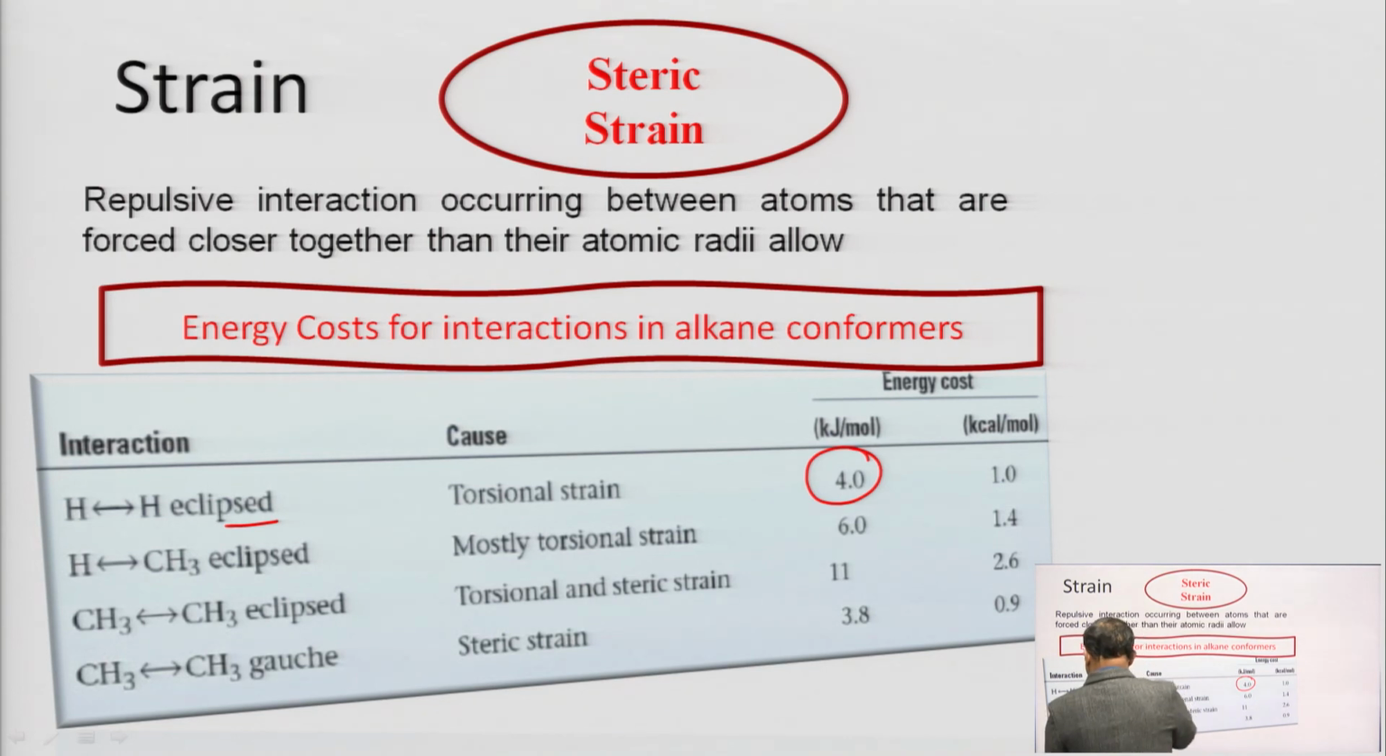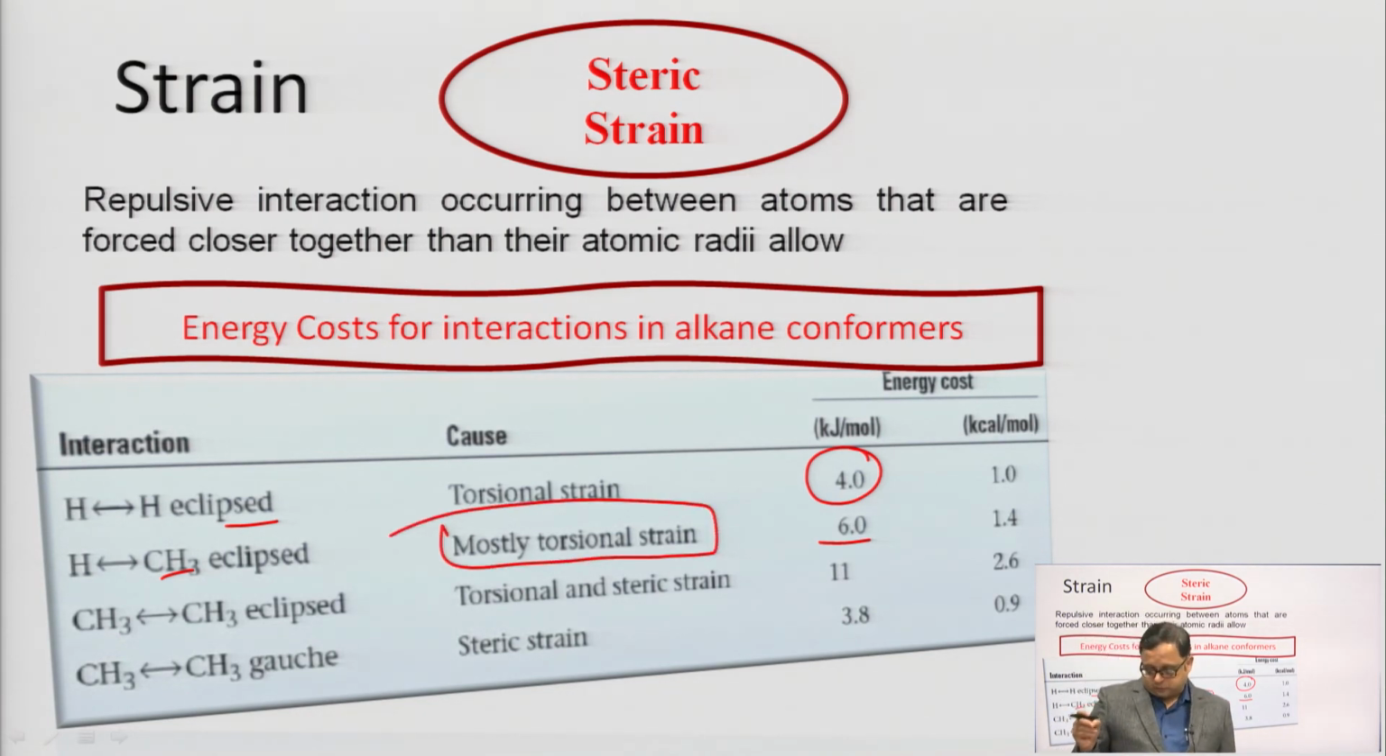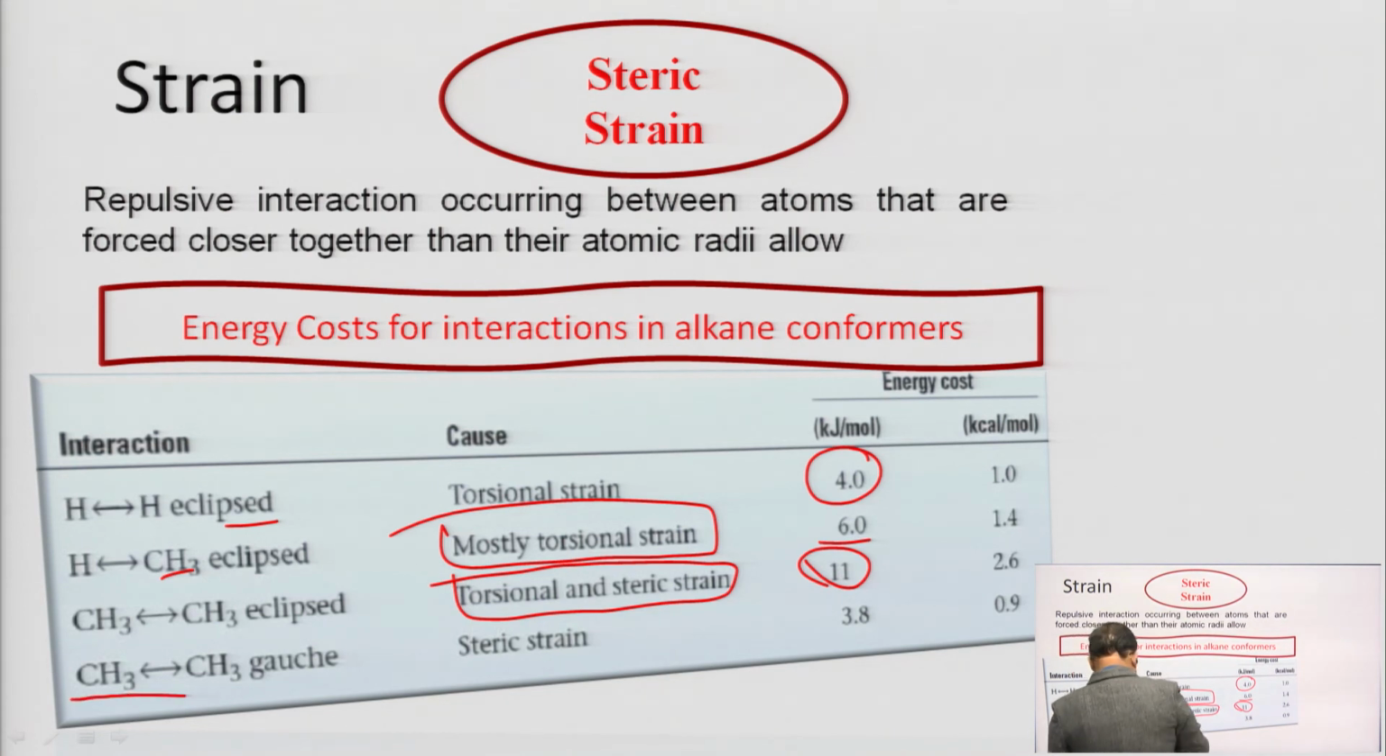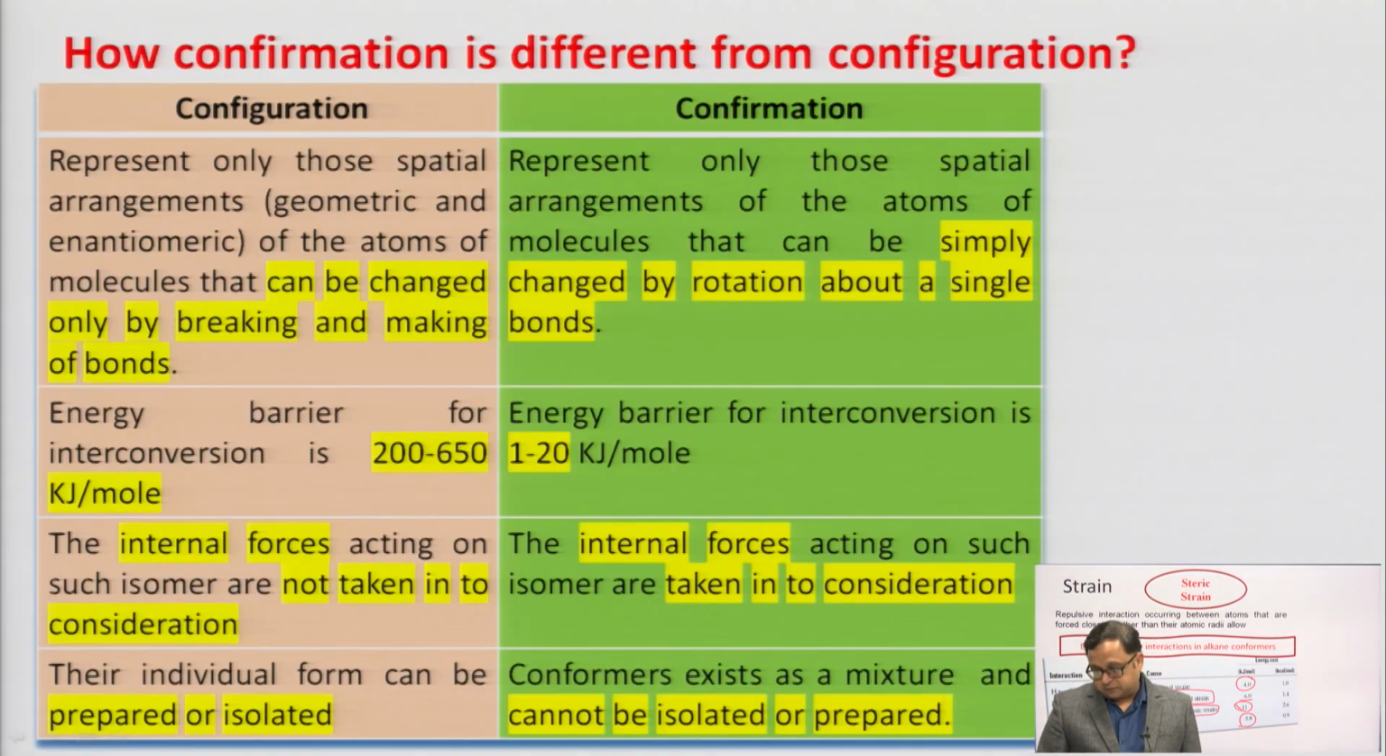If it is hydrogen and methyl, the difference is 6 kilojoules per mole, and this is the most commonly encountered torsional strain. For methyl and methyl, it is torsional and steric strain, and the difference is 11 kilojoules, and for methyl gauche, it is steric strain, with an energy of 3.8 kilojoules. So, these various strains create the inhibition in free rotation.